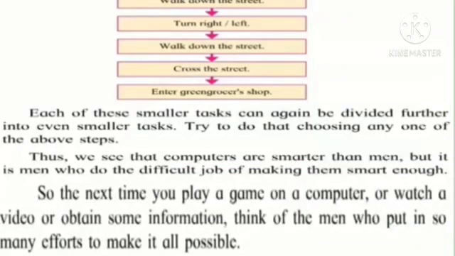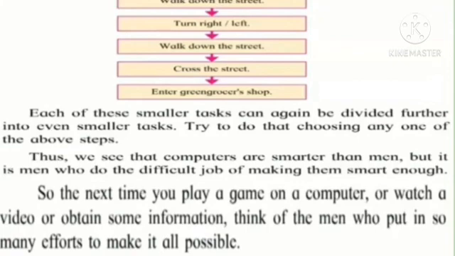Next paragraph. Each of these smaller tasks can again be divided further into even smaller tasks. Try to do that, choosing any one of the above steps. Thus, we see that computers are smarter than men, but it is men who do the difficult job of making them smart enough.